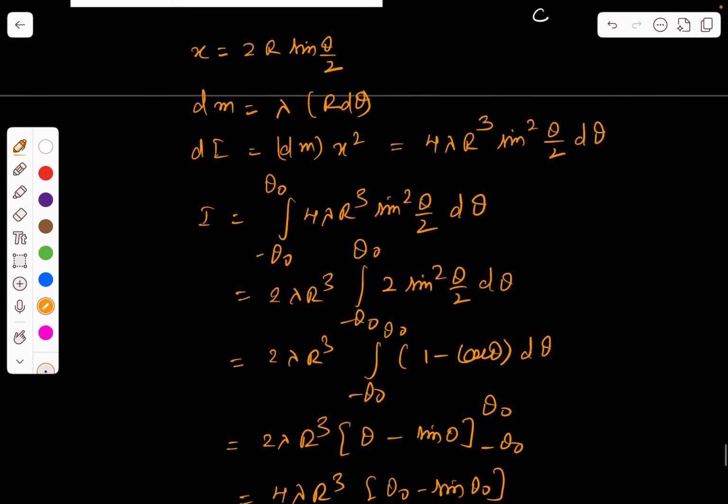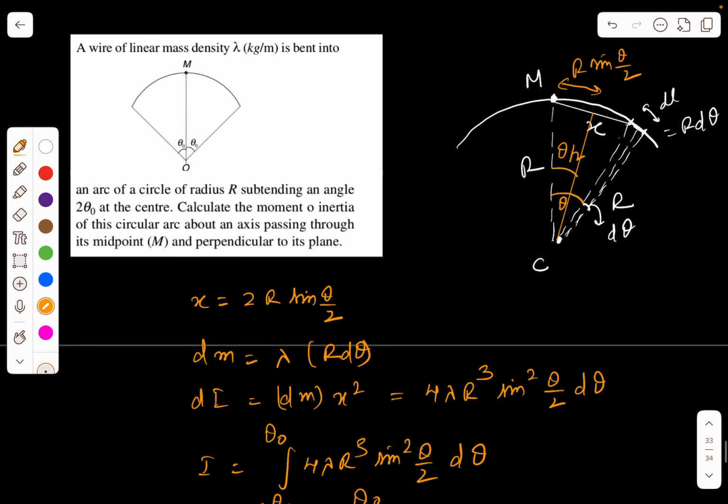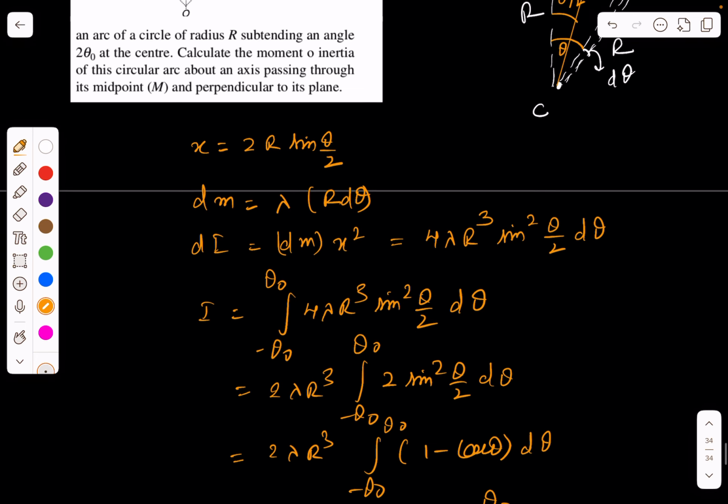You can have a look once. This is a nice problem from moment of inertia. Thank you very much.